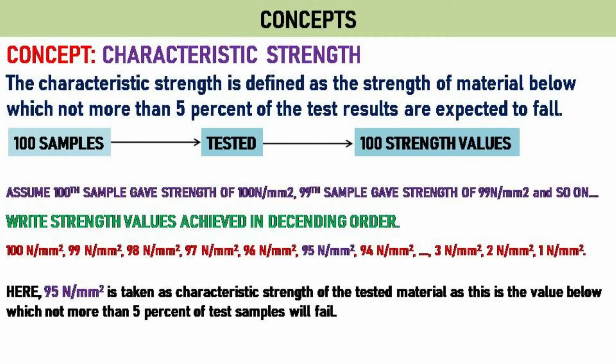Slide 4. In this slide we will study about characteristic strength of a material. Characteristic strength is defined as the strength of material below which not more than 5% of the test results are expected to fall. That means if we test a material, 95% of the test samples give strength greater than or equal to this value. If 100 samples are tested, 95 samples will give strength more than or equal to this value. Only 5 samples are expected to fail. That is, by considering allowable percentage error as 5%.